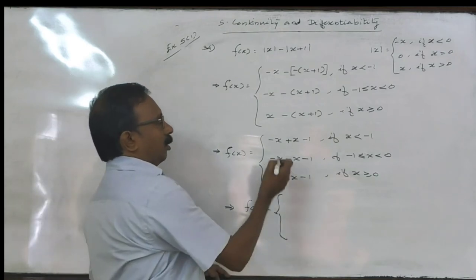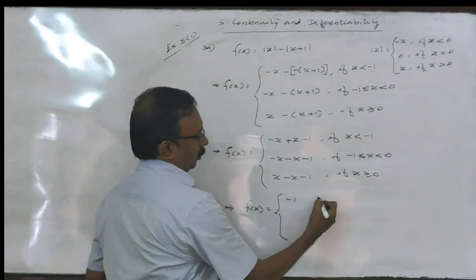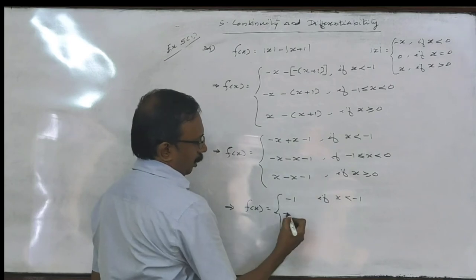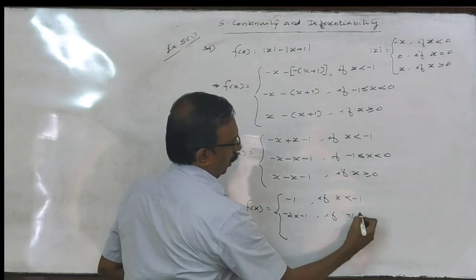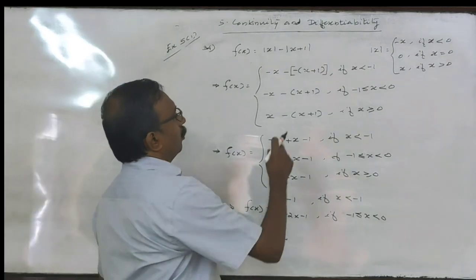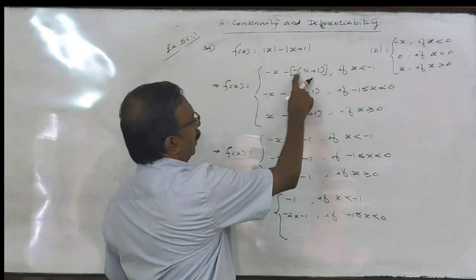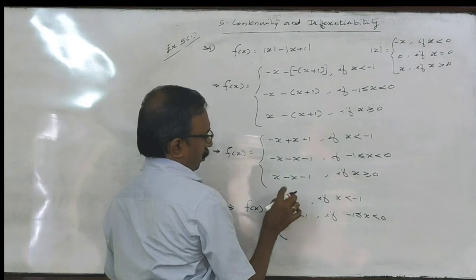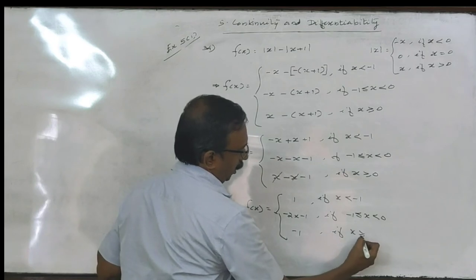Now you would have minus x plus x minus 1 if x is less than minus 1, and minus 2x minus 1 if minus 1 is less than or equal to x less than 0. Here it is minus 1, minus x plus x eliminated, right? If x is greater than or equal to 0.